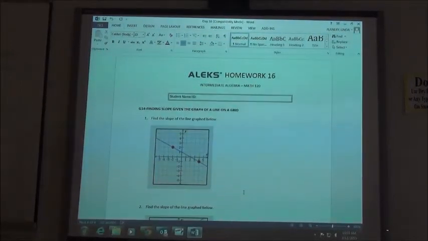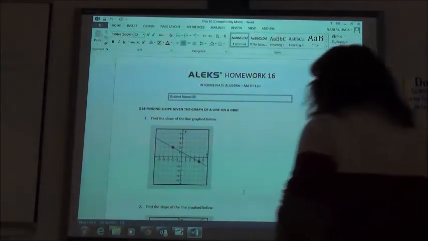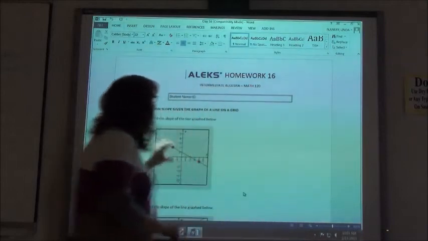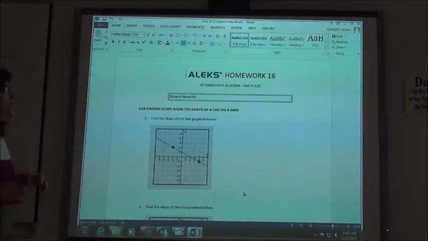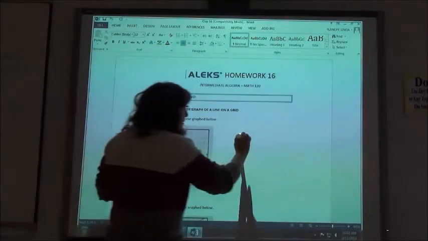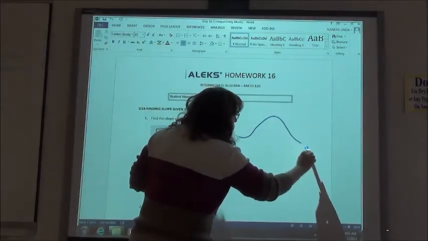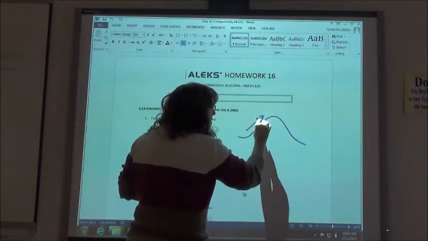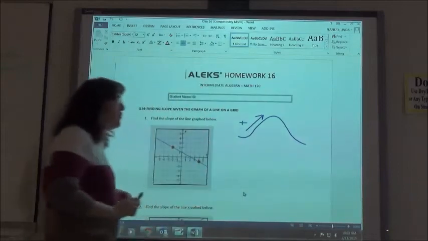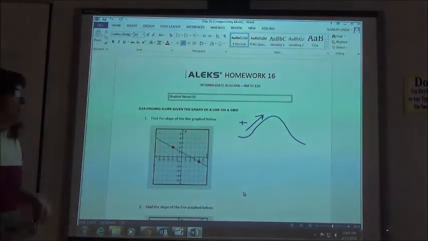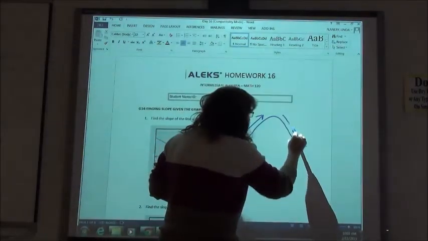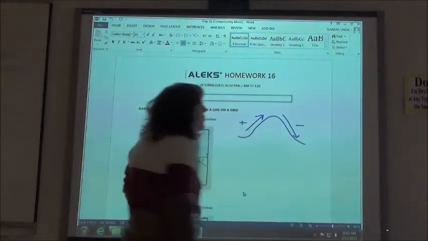Which is where we're at on here. So homework 16 wants you to find the slope of the line. When I think of slope, I kind of think about having a hill. If I'm going uphill as I go from left to right, my slope is positive. If I'm going downhill as I go from left to right, my slope is negative.